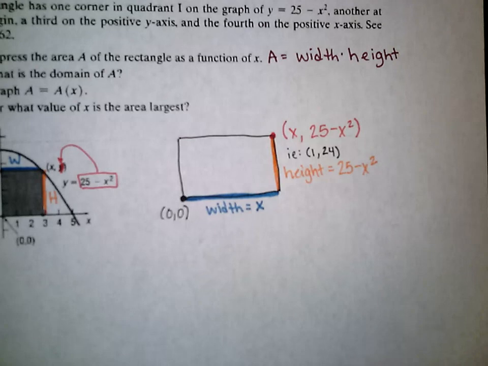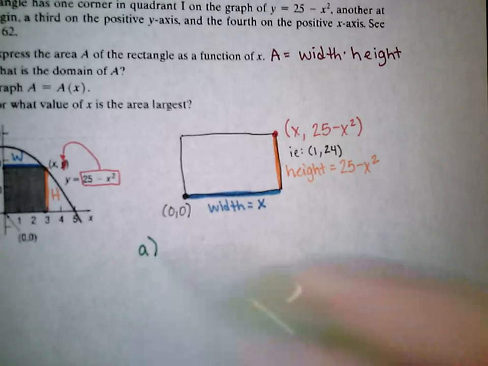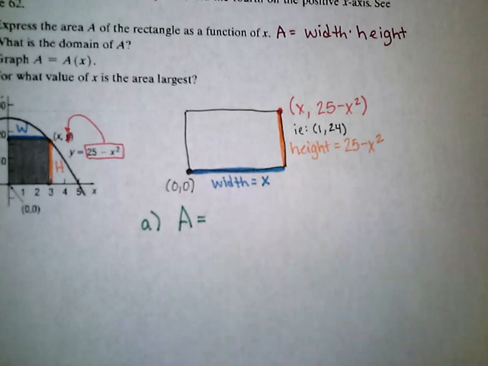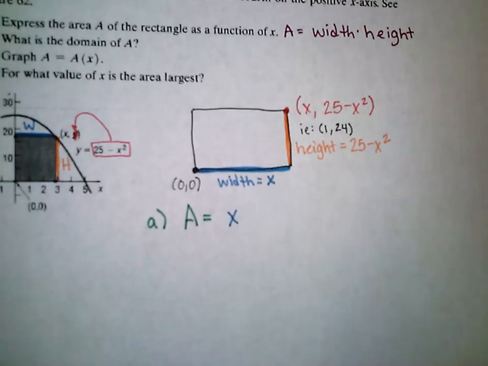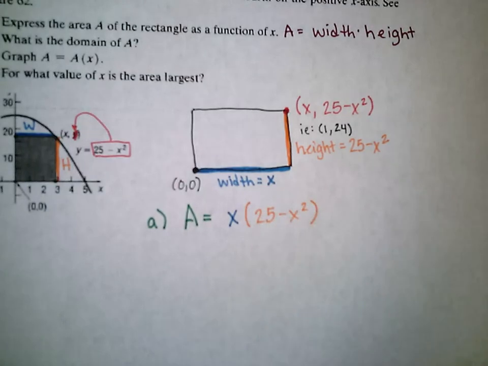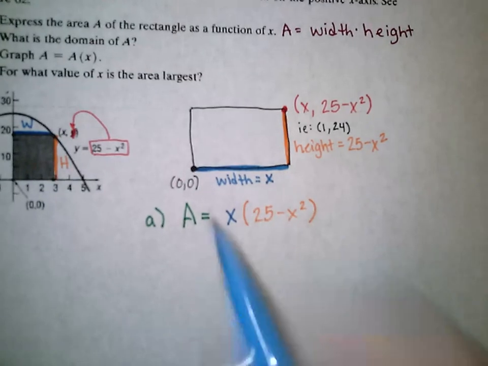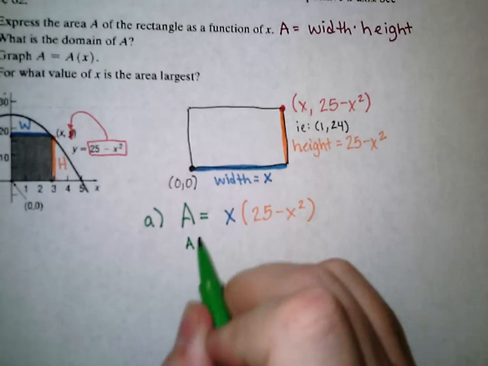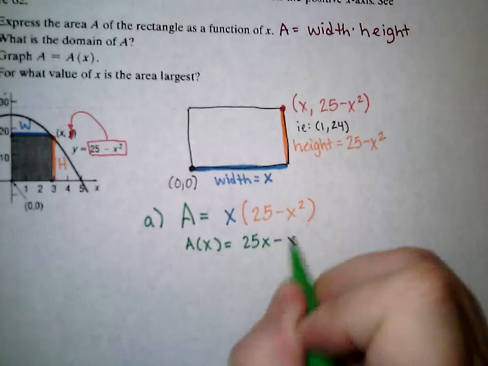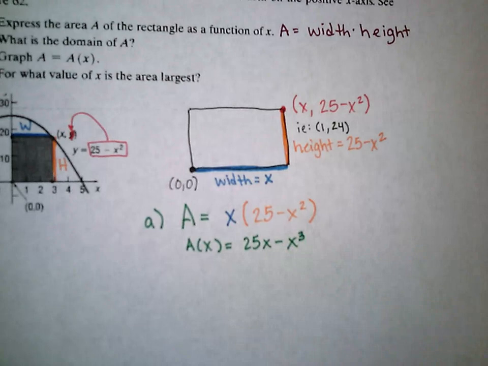So in our area function, part A says express the area of the rectangle as a function of x. So the area will equal, we've got the width, which was x, times the height, which was 25 minus x squared. So that's going to be our area as a function of x. A of x would equal, I could distribute that if I wanted, so 25x minus x cubed would be my function. What is the domain of A?